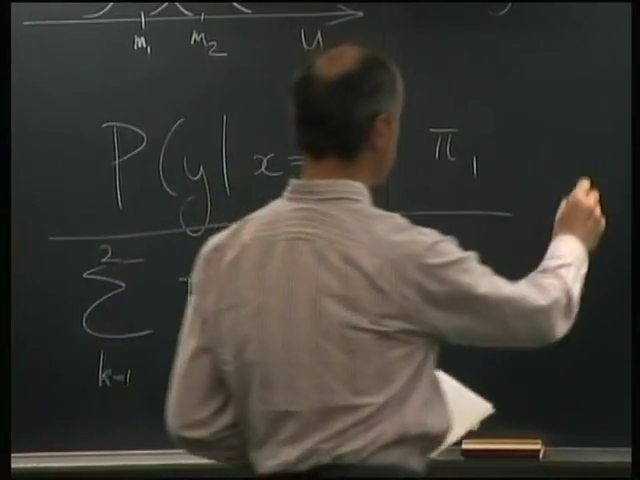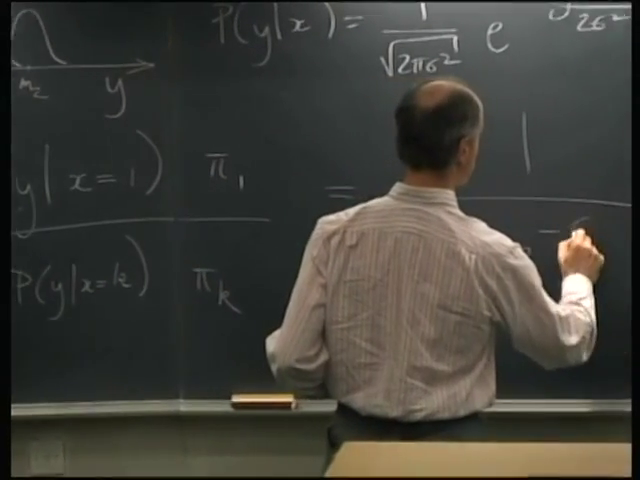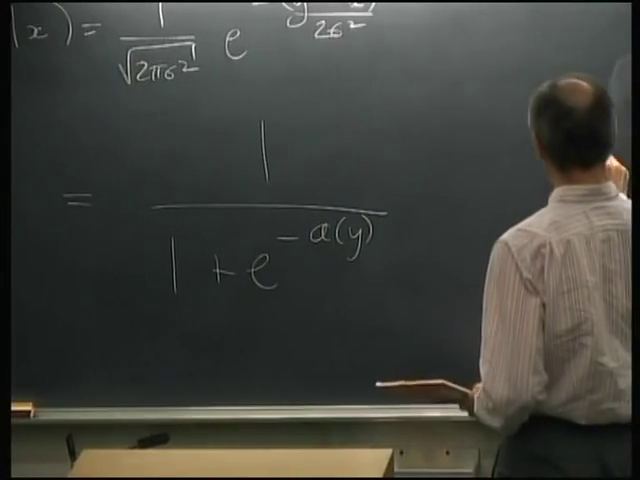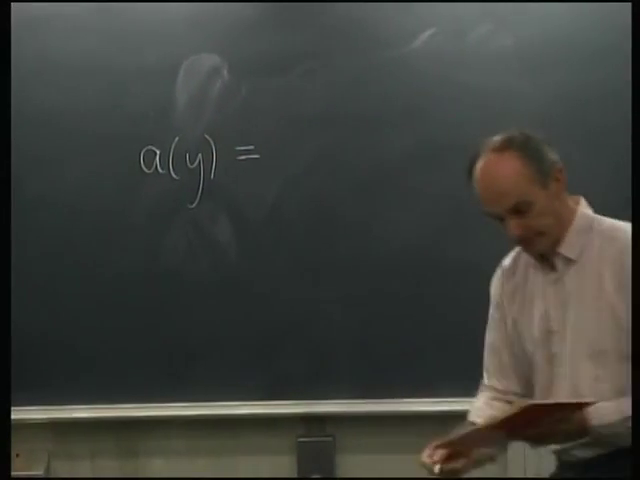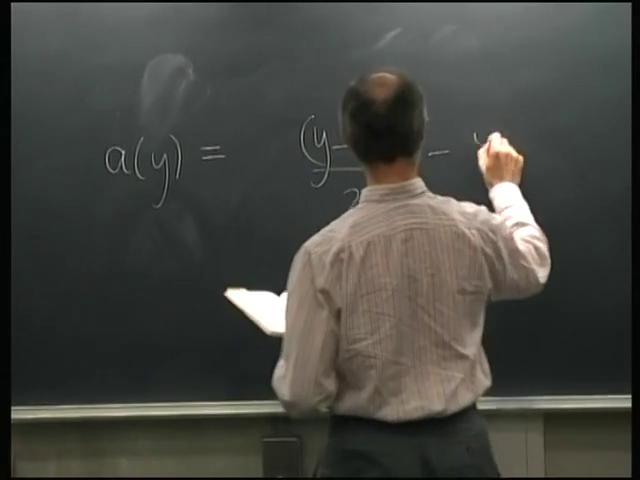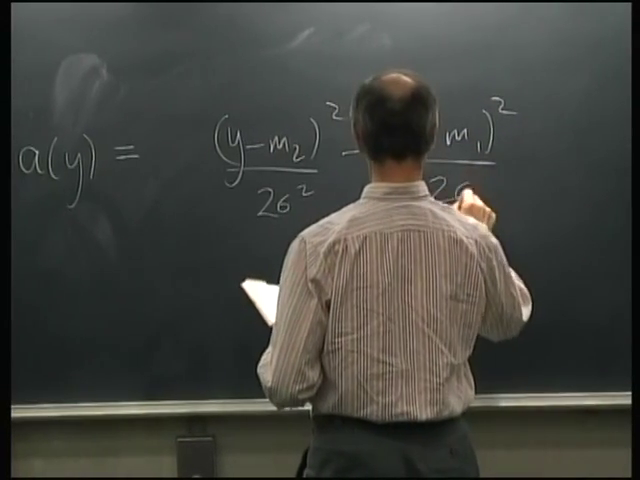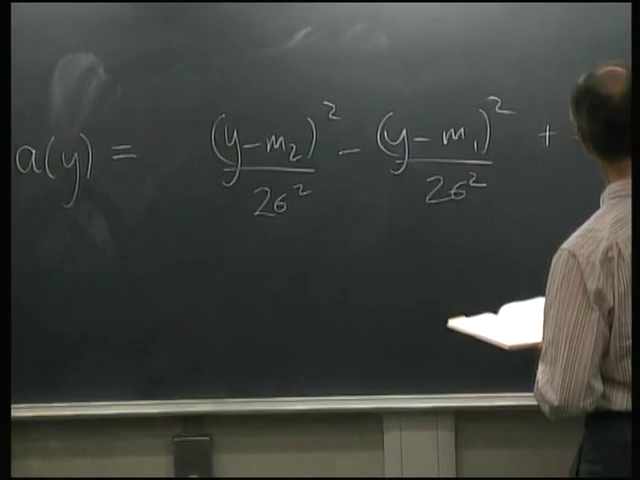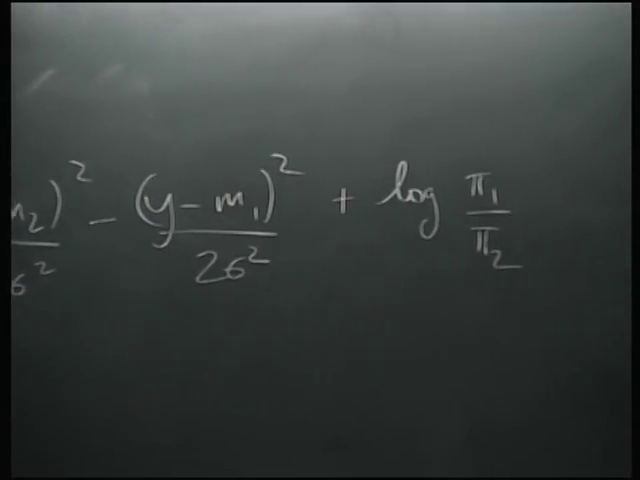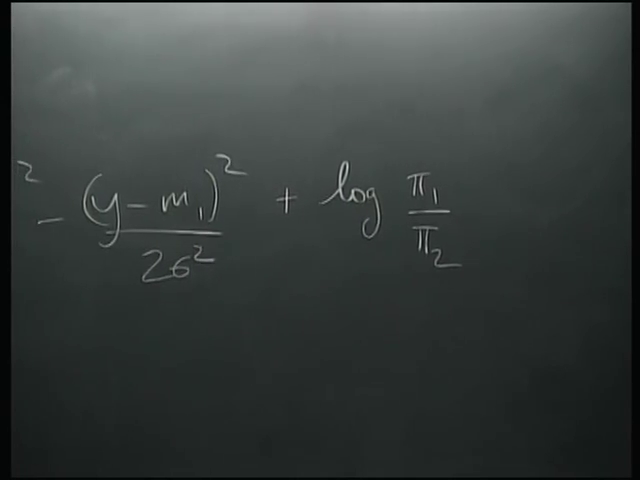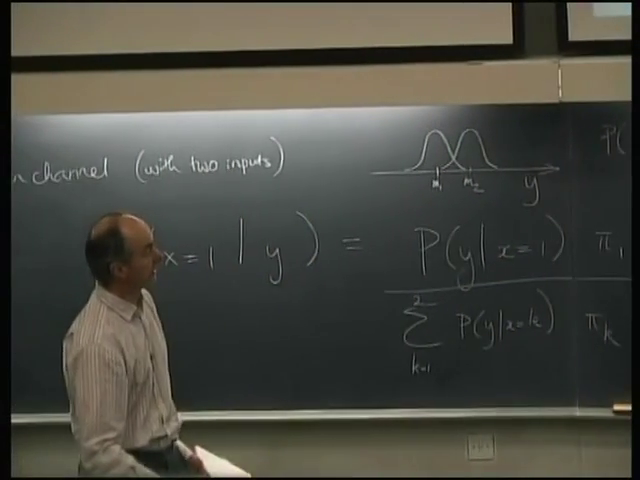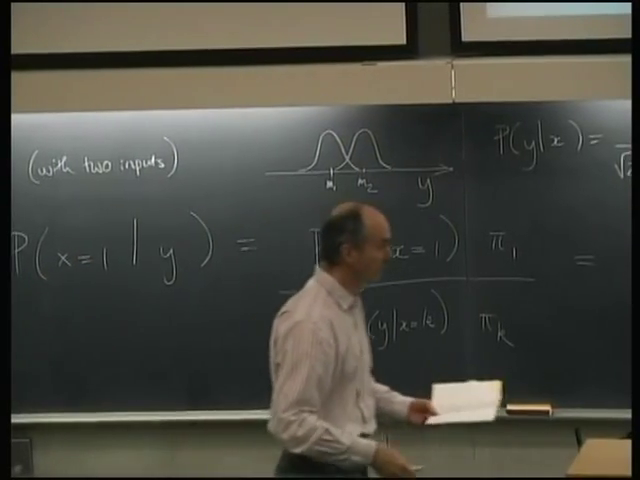And when you rearrange that into the form of 1 over 1 plus e to the minus a of y, where a is my name for everything that you get there, a of y is, I could write it out longhand, here's the longhand version. So the pi 1 and pi 2 have got slurped up as an additive log of a pi ratio, and the 1 over square root of 2 pi sigma squareds have all cancelled out, so we don't need those. We just have a difference of 2 squares is the interesting y-dependent bit.